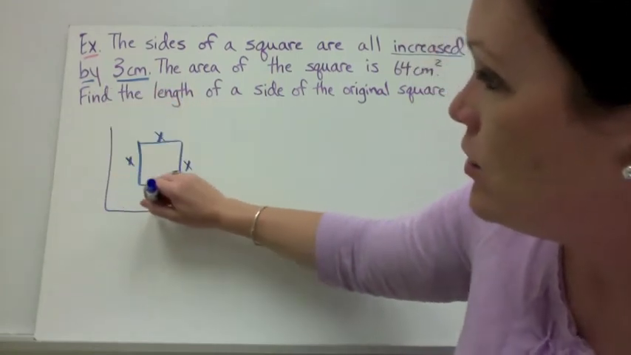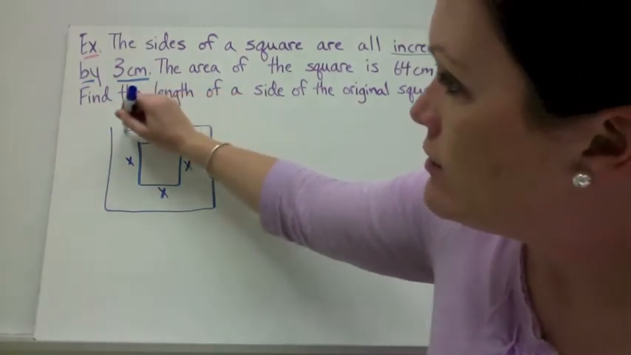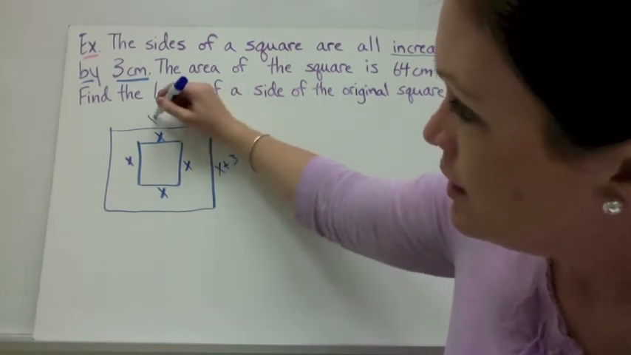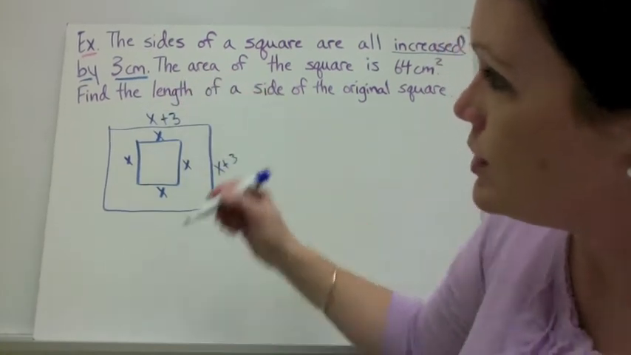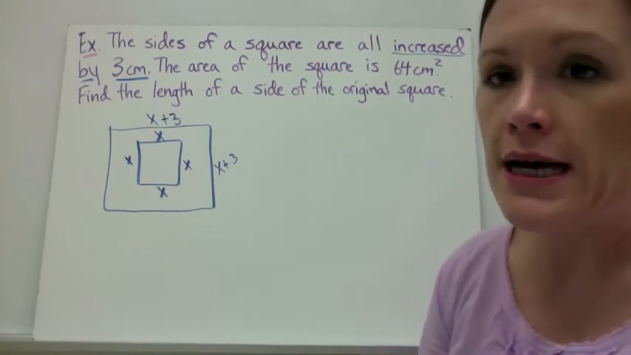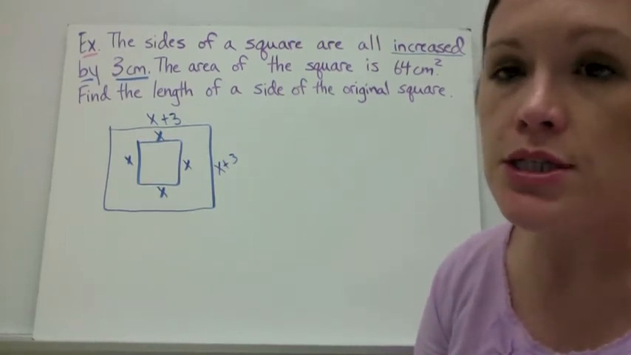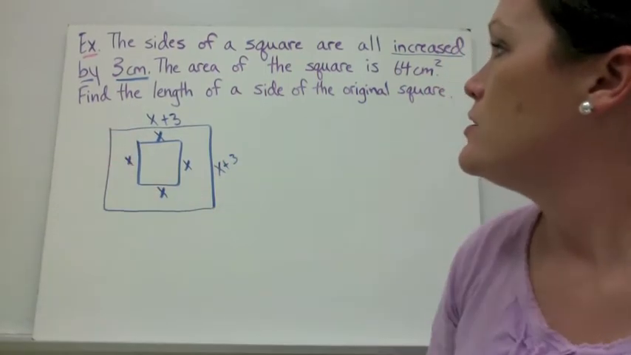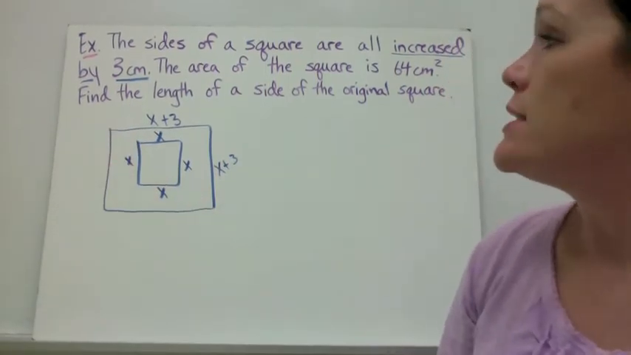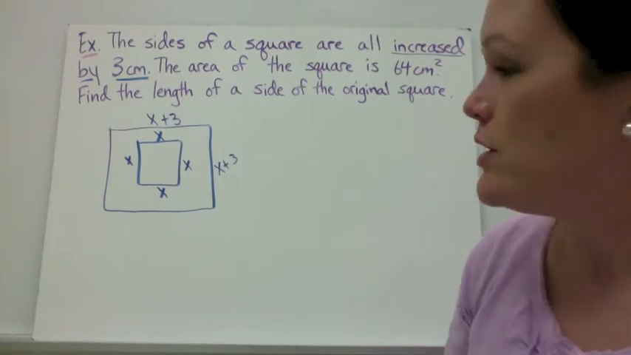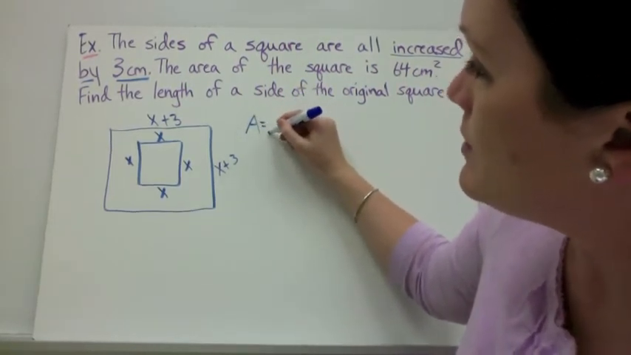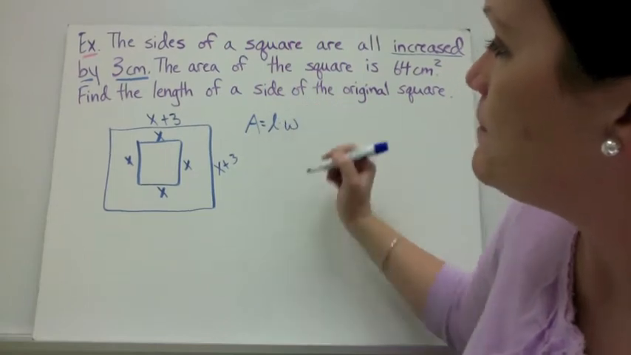So now I have a larger square. So my new square is x plus 3 and x plus 3 on all sides. But if I'm dealing with area, I really just need 2 sides because I'm going to multiply them together. So we have the area of the square is 64 square centimeters. So now we can set up our work. We've got our picture and we labeled it properly.